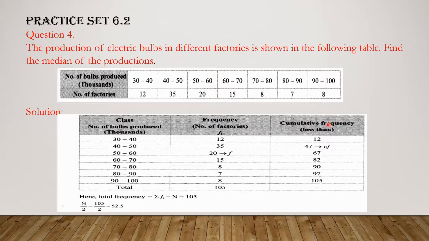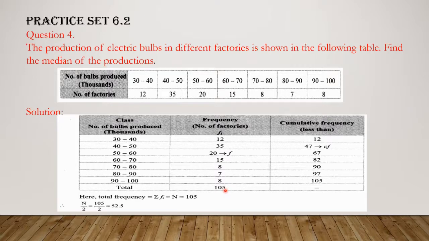Therefore, the first column has the classes 30 to 40, 40 to 50, 50 to 60, 60 to 70, 70 to 80, 80 to 90 and 90 to 100. The last row is the total. And the second column, frequency Fi, is already given: 12, 35, 20, 15, 8, 7 and 8. The sum of the frequencies is equal to 105, that is sigma Fi equal to n is equal to 105.